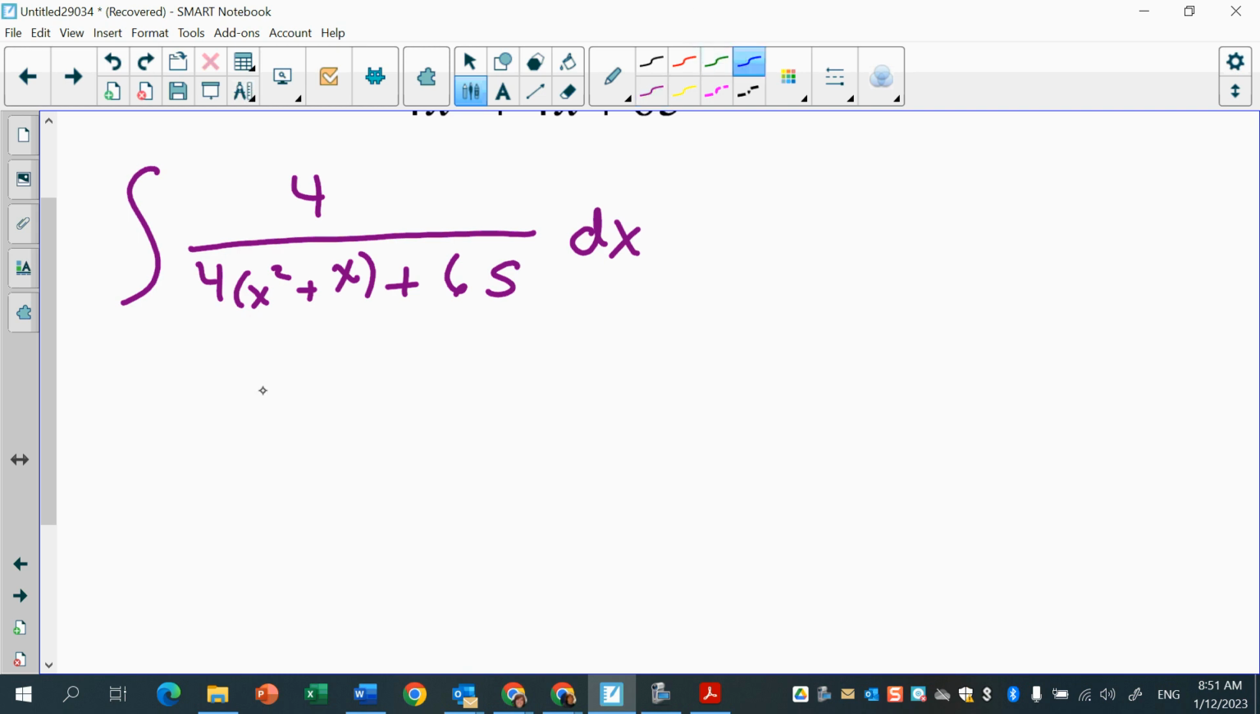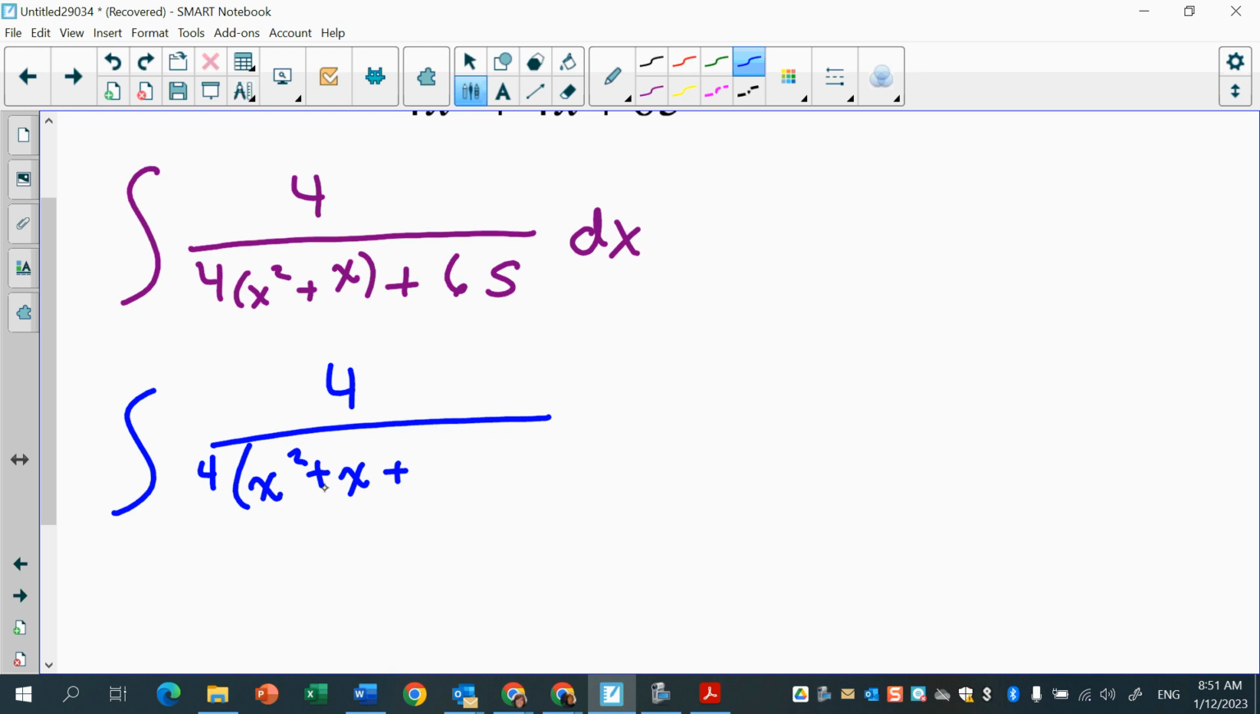However, what I can do is play the completing the square game. Here's how completing the square works. I have x squared plus x. Remember, what you're doing is taking half of b, squaring it, and adding it to both sides. I don't have both sides, so I took half of b, which is 1, which is 1/2, squared that, which is 1/4, and I'm adding it and subtracting it.